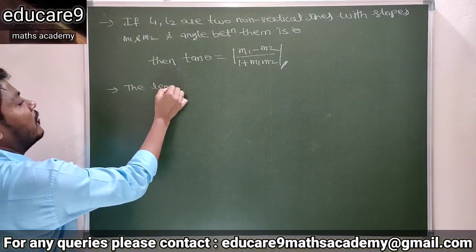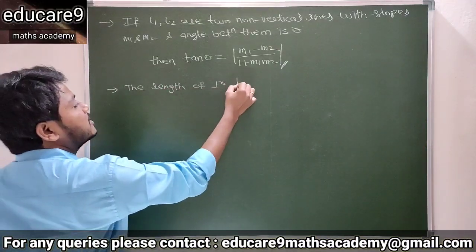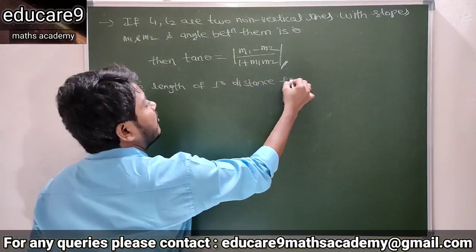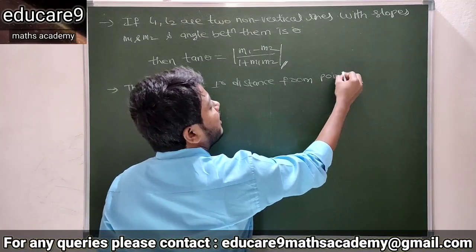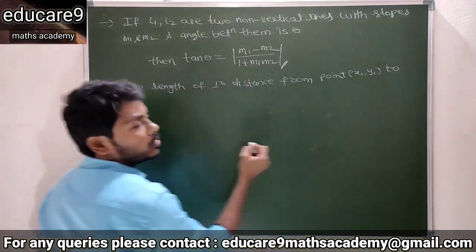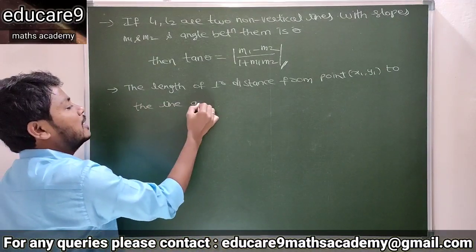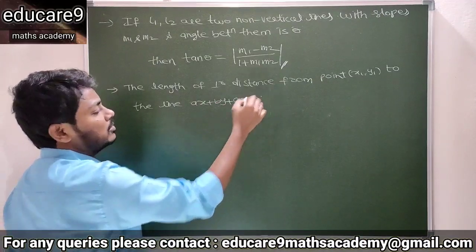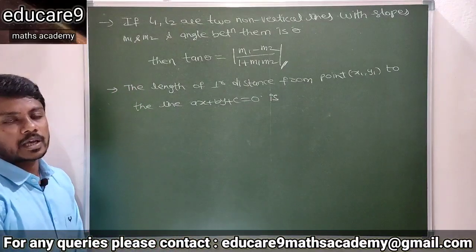The length of the perpendicular distance from the point x1 comma y1 to the line ax plus by plus c equals to 0 is what? Okay.